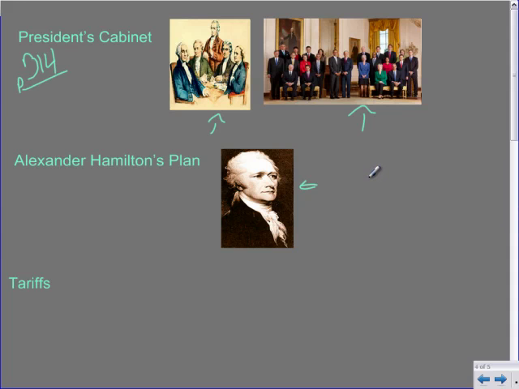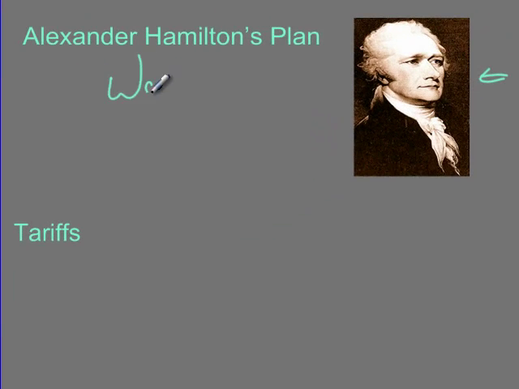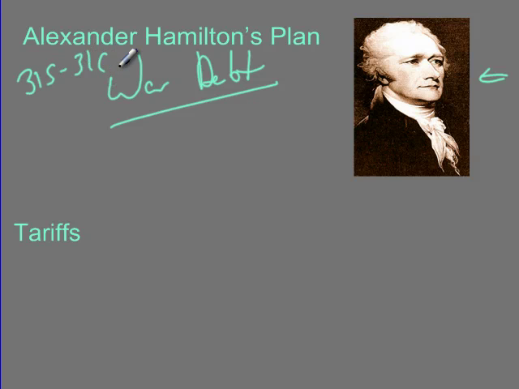So the first Secretary of Treasury is Alexander Hamilton, and he has to figure out how to fix the nation's finances, because we're in trouble. He sees that our number one problem is war debt, and he wants to pay all of the war debt off. This is on pages 315 through 316. Basically, he says we have to pay off our war debt, because if we don't, other countries are not going to take us seriously, and they're not going to trade with us.